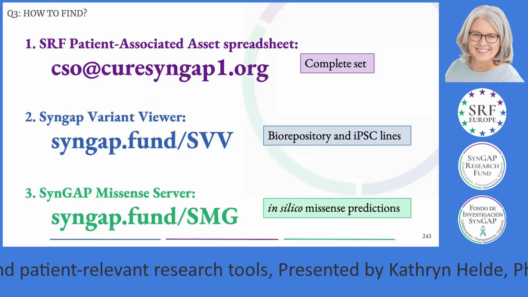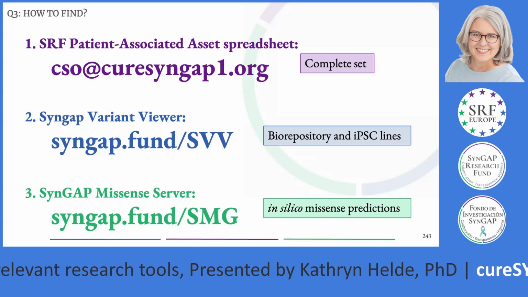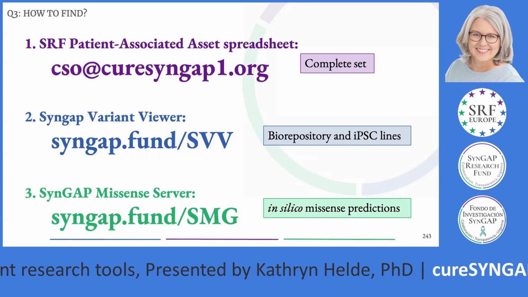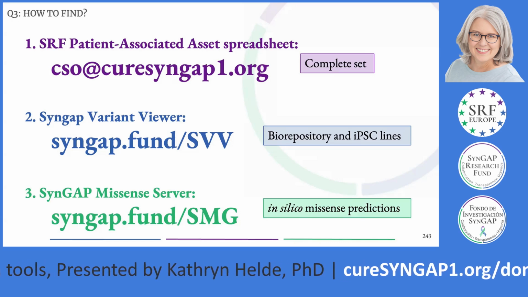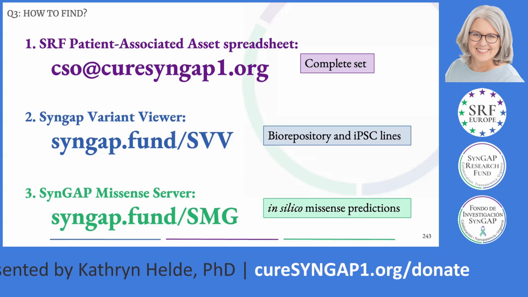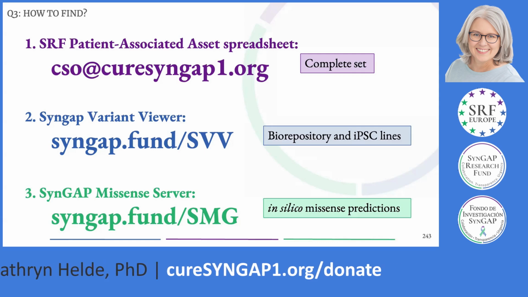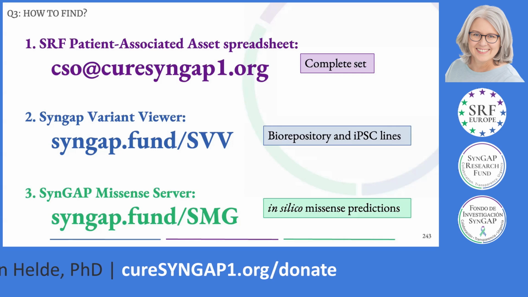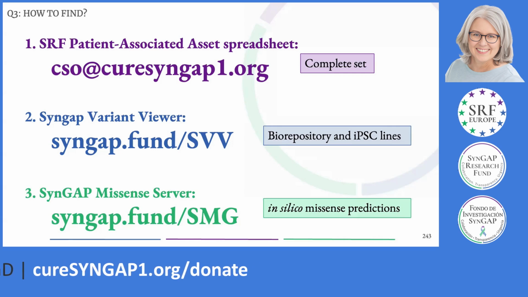So how do you find these things? The most complete way is to email me. I have a big spreadsheet. I was thinking, how am I ever going to show a spreadsheet at this conference? So I'm not showing you the spreadsheet. That's not going to happen. But email me. We can talk if you're interested in this kind of information. I've got 2 other interesting things to tell you about. One is the Syngap variant viewer, and I'm going to spend a few slides on that. And the other is the Syngap missense server, and that's how I'll end.